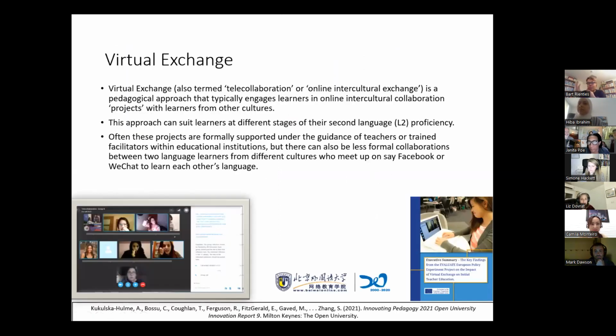So I think we're all familiar with virtual exchange. I didn't know beforehand if we were familiar, but I think we are. It's been termed in many different ways: telecollaboration, online intercultural exchange. And in a recent innovative pedagogy report, which we wrote together with Beijing University, we indicated in 2021 that we think that virtual exchange / telecollaboration is one of the really big innovations for the next couple of years. So it's nice to see that this has been mainstreamed.